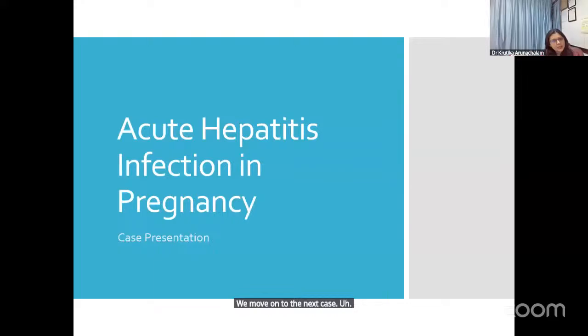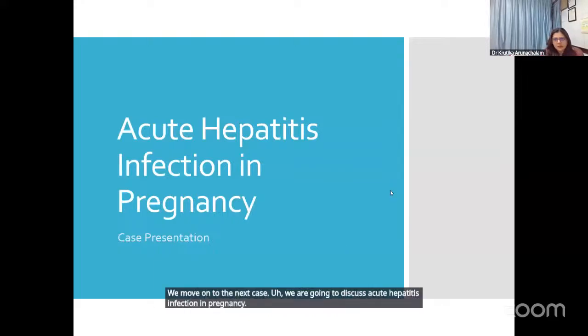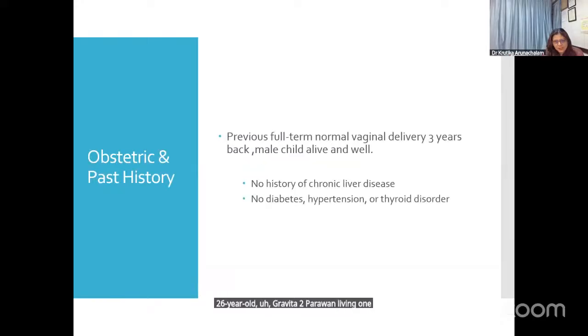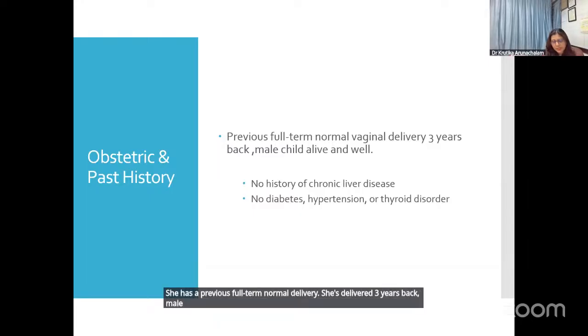We are going to discuss acute hepatitis infection in pregnancy. A 26-year-old gravida 2 para 1 living one with 28 weeks of gestation. She has a previous full-term normal delivery, delivered 3 years back, male child, alive and well. She gives no history of any chronic liver diseases, no diabetes, no hypertension, no thyroid diseases.